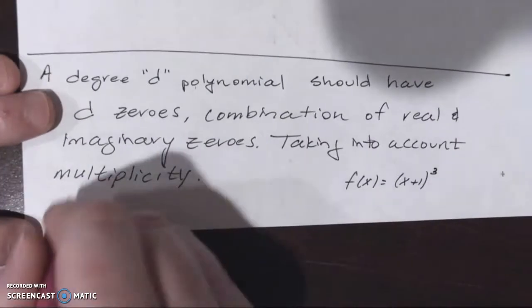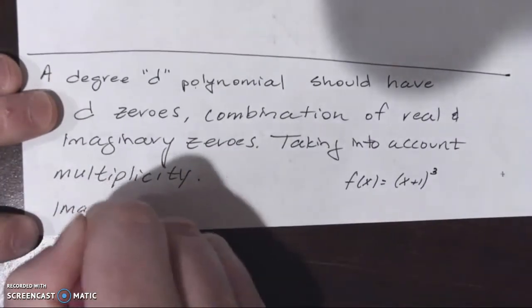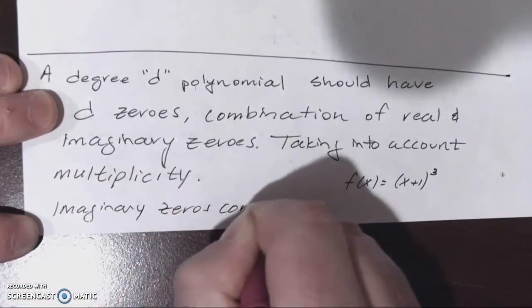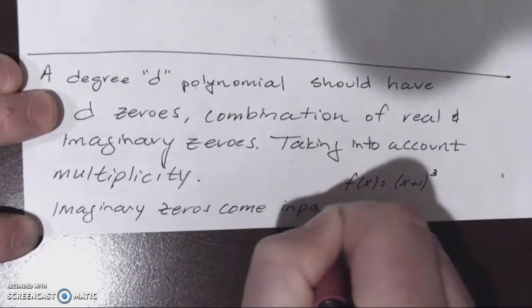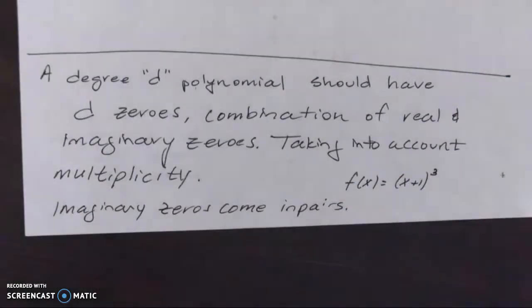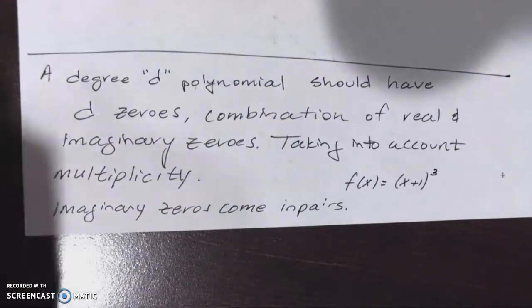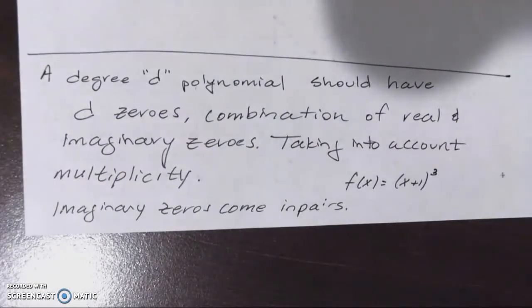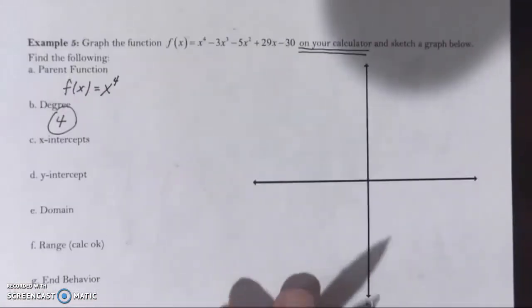The other thing we need to know is that imaginary zeros come in pairs. We'll talk about that when we get to it, and then there's a box for us to write down some things later in the notes. It's called the complex conjugate theorem. Basically, if something is an imaginary zero, its conjugate is as well. Well, first things first, why don't we plug this into our calculator?